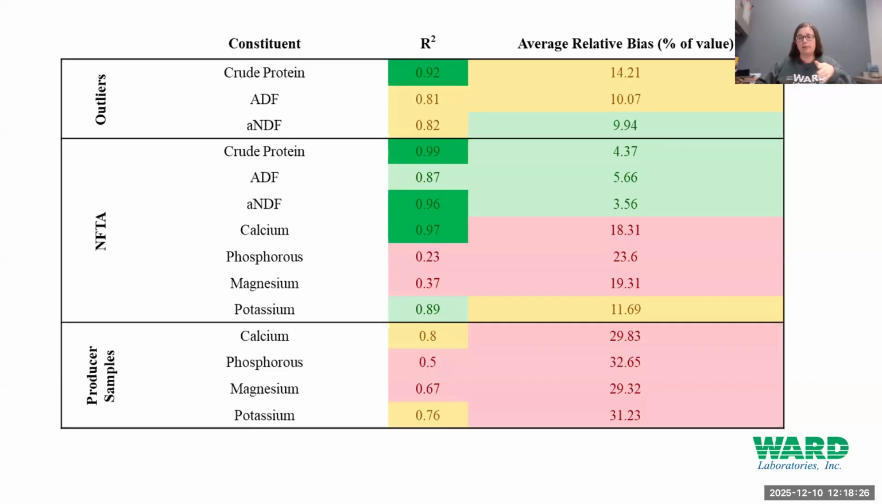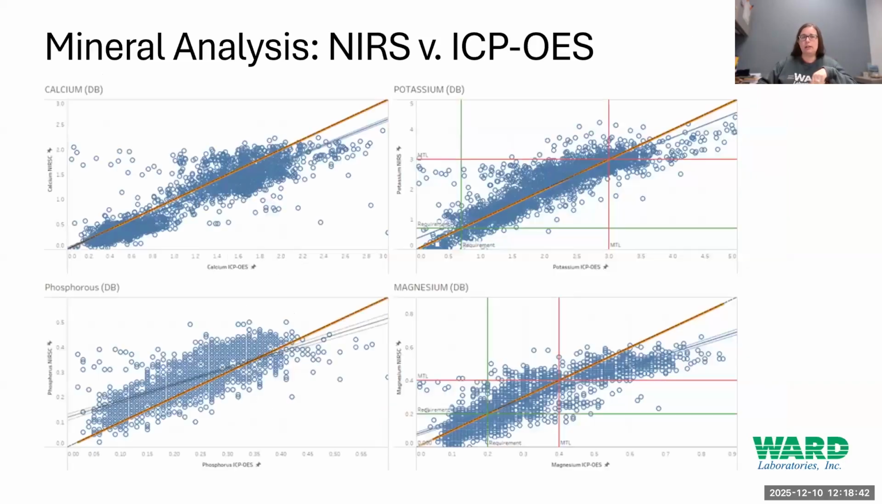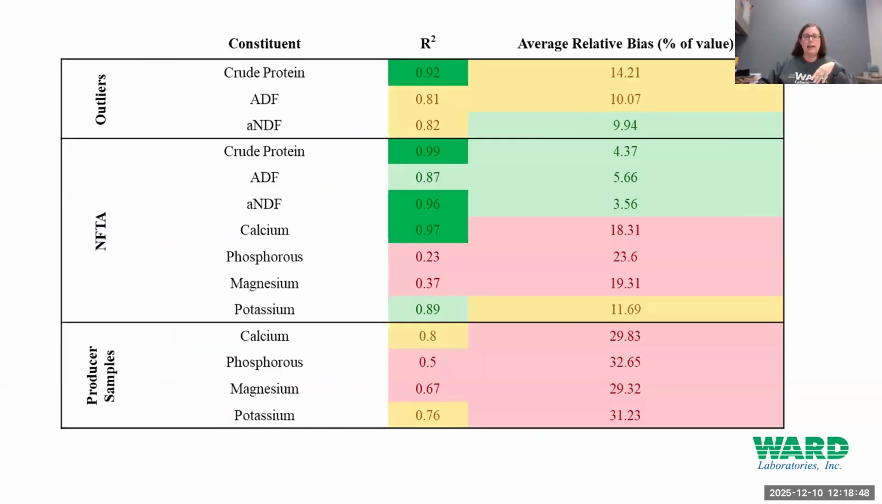So we do this before ever sending you your report. We will run protein, ADF, and NDF wet chemistry at no charge. And so what you can see is that when I did the same comparison that I did with the minerals on the outlier samples, and it should be noted, the minerals, that was done on samples where producers requested both wet chem and NIR. So anyhow, R squared, you want that as close to 1 as possible.